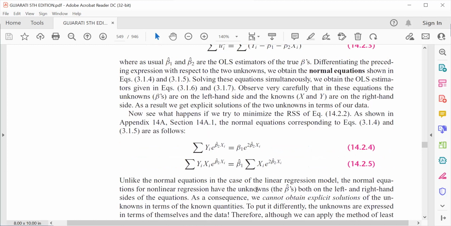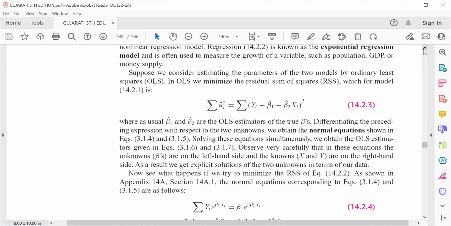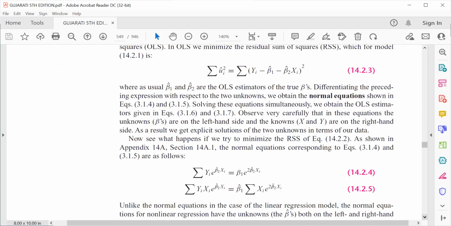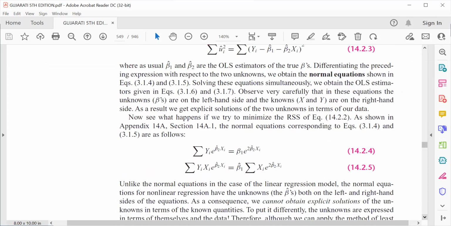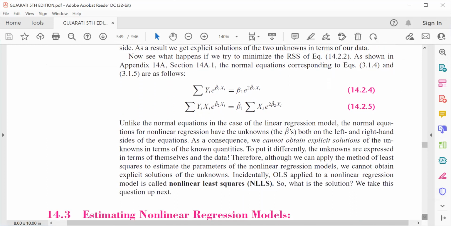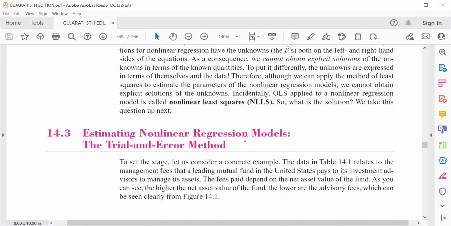Here, unlike the normal equations in the case of the linear regression model, the normal equations for the nonlinear regression have the unknown betas on both the left hand side and the right hand side. As a consequence, we cannot obtain explicit solutions. In equation 14.2.3, we can solve the equations because beta is only on the right hand side. However, for equations 14.2.4 and 14.2.5, each equation has betas on the left and on the right of the equations. So this is a nonlinear regression model. We cannot apply OLS to obtain beta 1 and beta 2. Now, how do we estimate the nonlinear regression model?